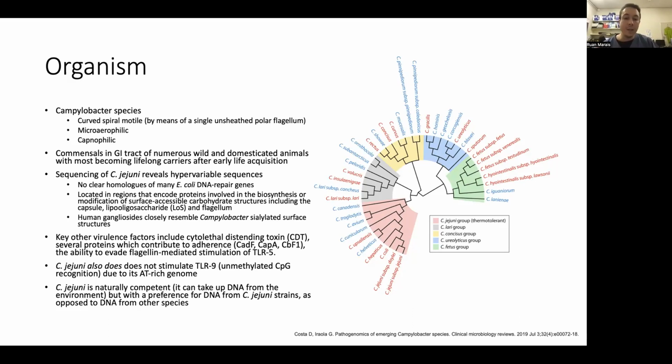And there are also various toxins that it produces, as well as the ability to evade TLR5, which is an innate immune activator, through an altered flagellin protein that it has. It also doesn't stimulate TLR9, which is a further innate immune activator, because of its AT-rich genome. And it is also competent. It can take up DNA from the environment, obviously with implications for resistance, but C. jejuni tends to like DNA from other Campylobacter species or other C. jejuni rather than other organisms.